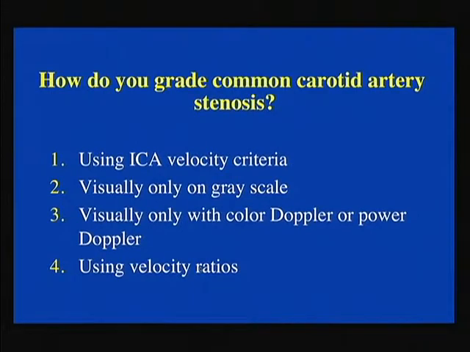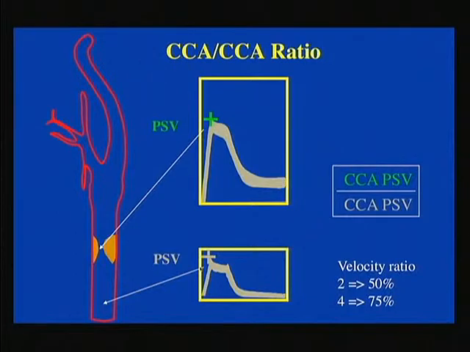This is probably the best place to use velocity ratio. But this is not the same as the velocity ratio we discussed. Up till now, we've discussed measuring the internal carotid artery and making a velocity ratio with the common at a standardized location. Okay. Now what we have is a lesion in the common carotid artery right there.